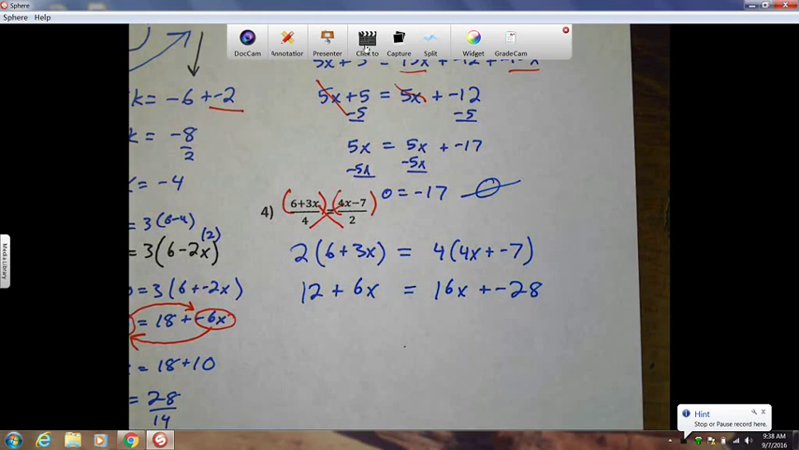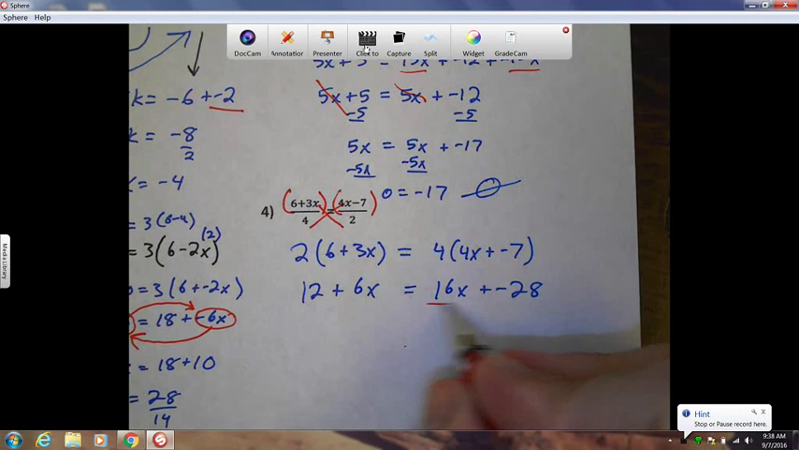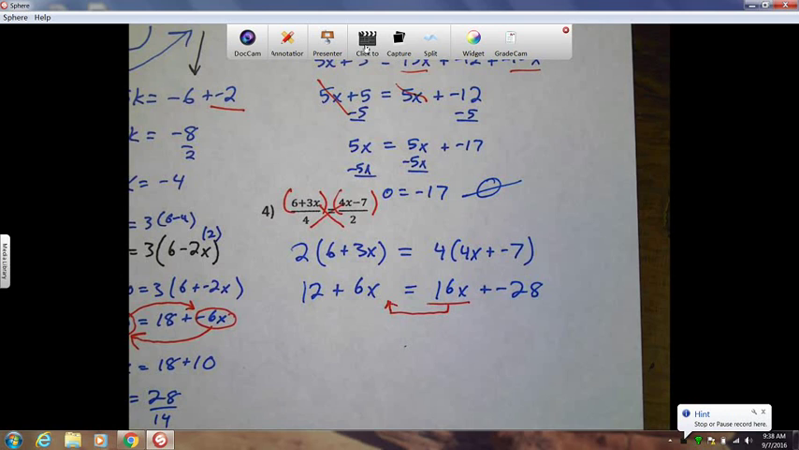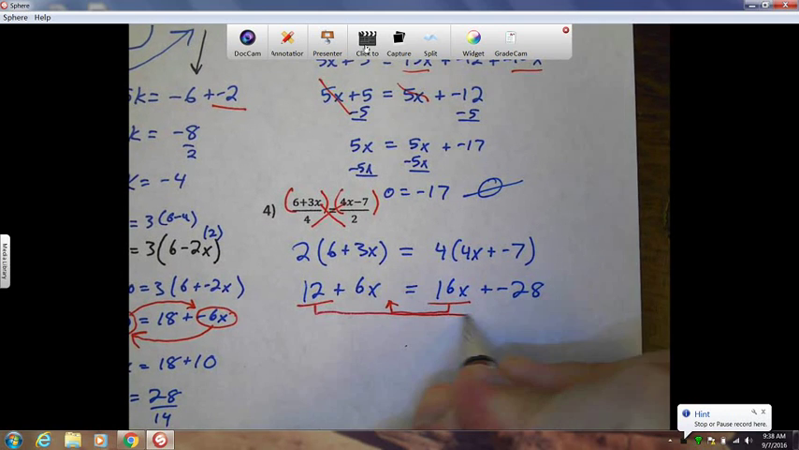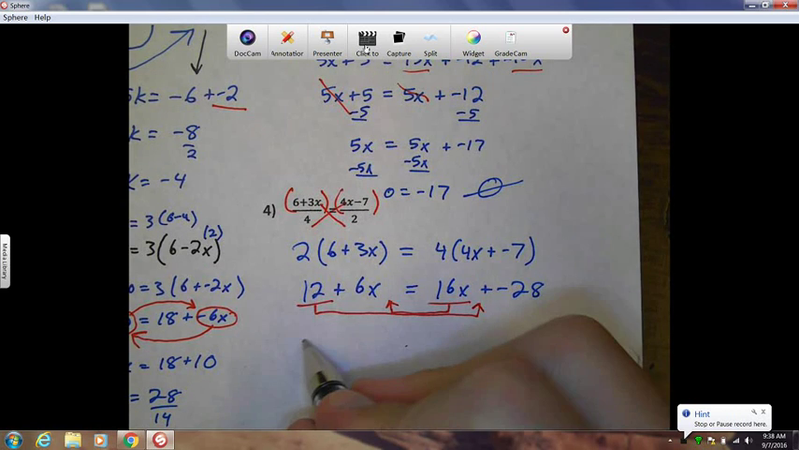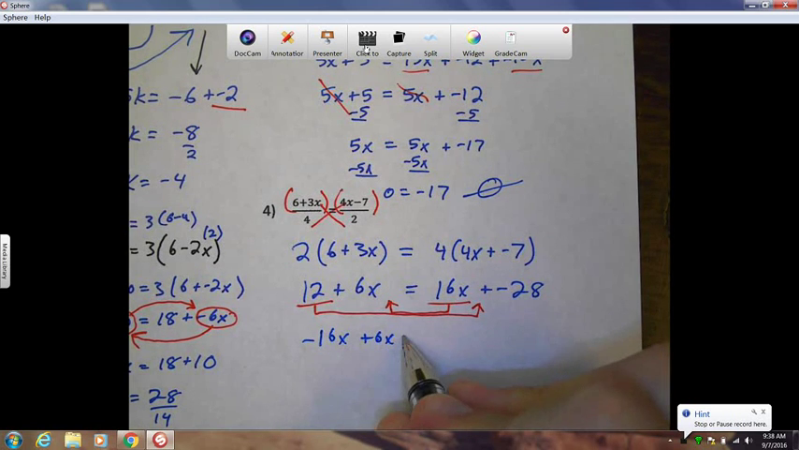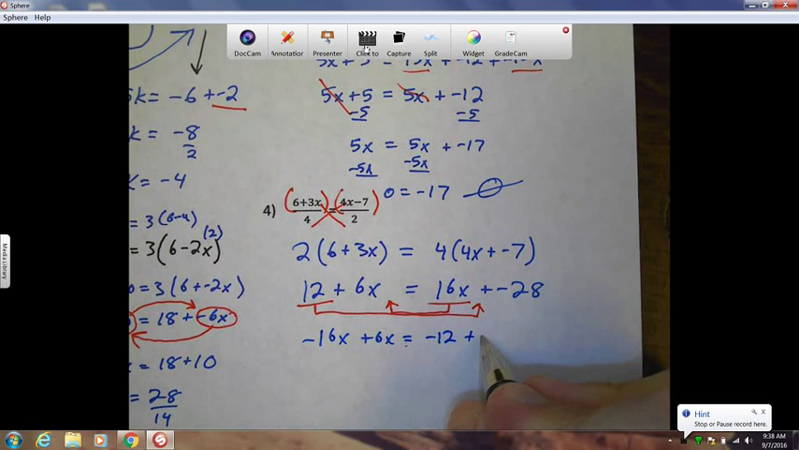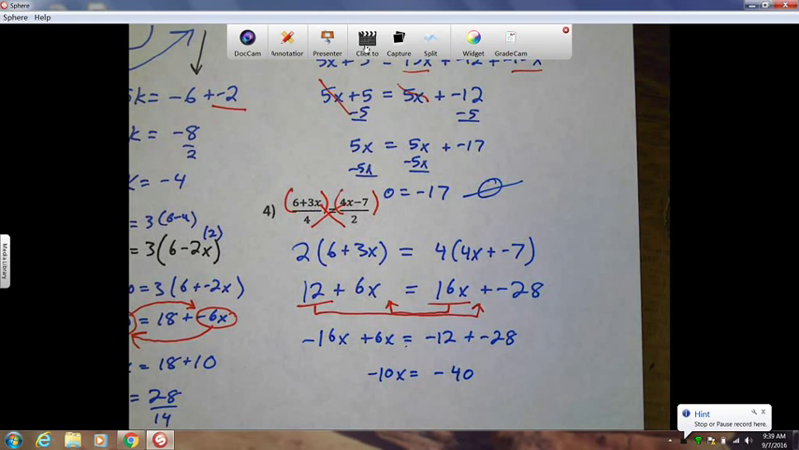This time I'm going to change the side of things. So I'm going to take this, put it over here, make it a negative. This, move it over here and make it a negative. Negative 16x plus 6x equals negative 12 plus negative 28. So this time I decided to solve it by just changing the side of terms. So once you've simplified everything down, you can just switch the side of individual terms by just changing the sign. So x is equal to 4.